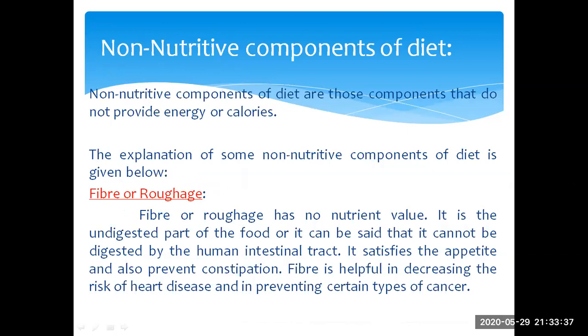Fiber or roughage has no nutrient value. It is the undigested part of the food, or it can be said that it cannot be digested in the human intestinal tract. It satisfies the appetite and also prevents constipation. Fiber is helpful in decreasing the risk of heart disease and in preventing certain types of cancer.